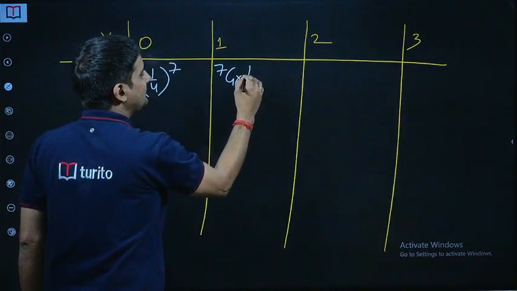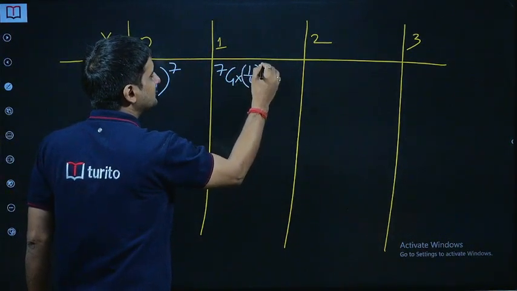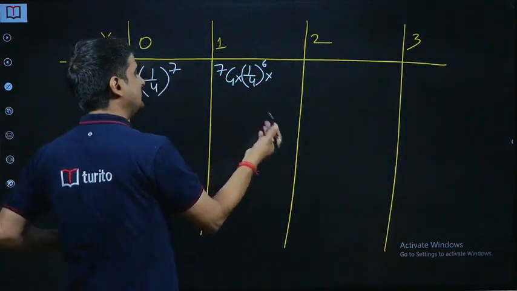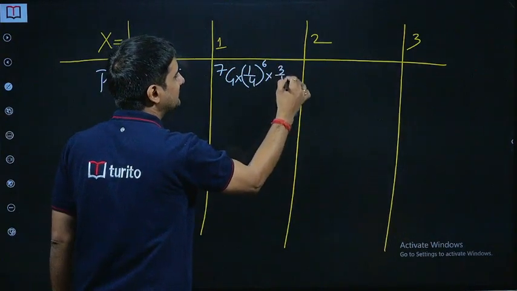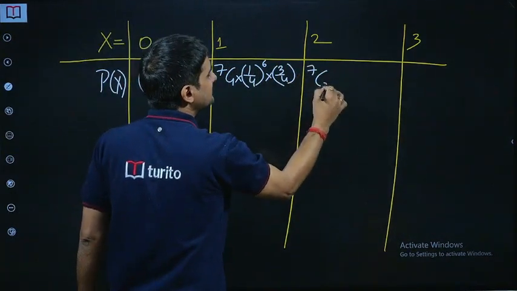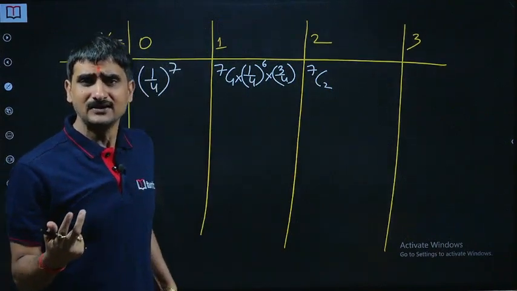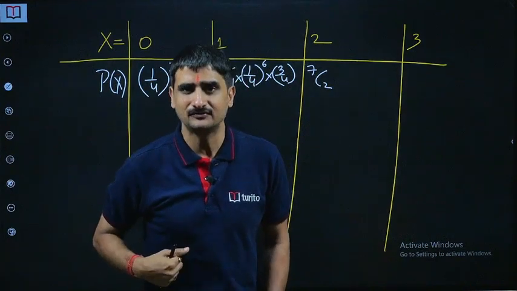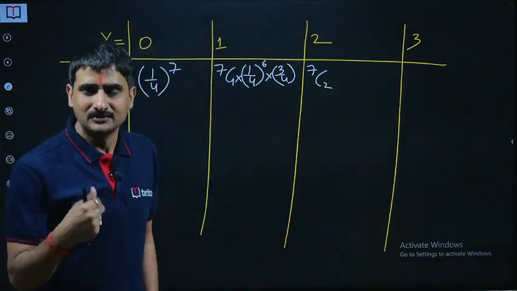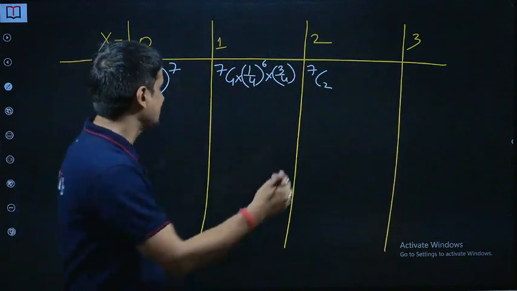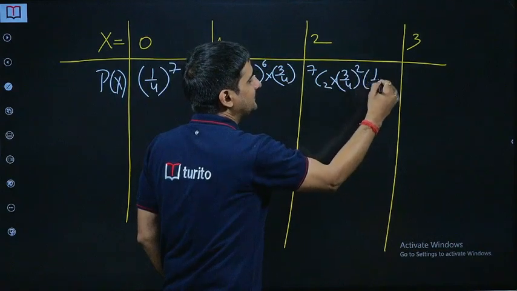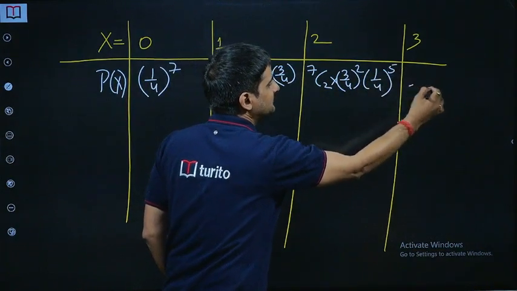Okay, and then winning 1 match means not winning 6 matches. So the probability of not winning 6 matches is 1/4 into 1/4, 6 times, and winning 1 match. Similarly here it will be 7C2. In how many ways can India win 2 matches out of 7? So there are 7C2 ways of winning 2 matches, and every time India wins a match the probability is 3/4, so squared, and then didn't win 5 matches. Likewise you go on writing it.